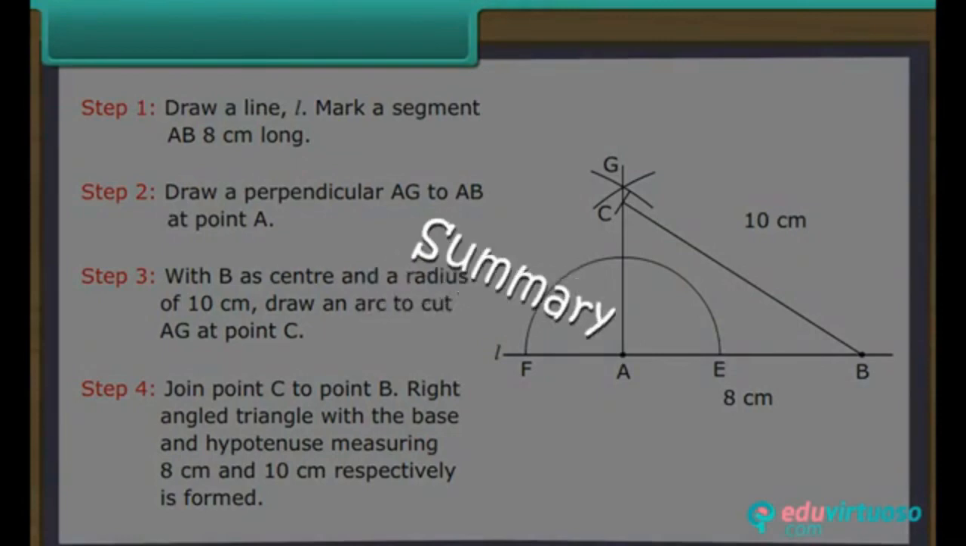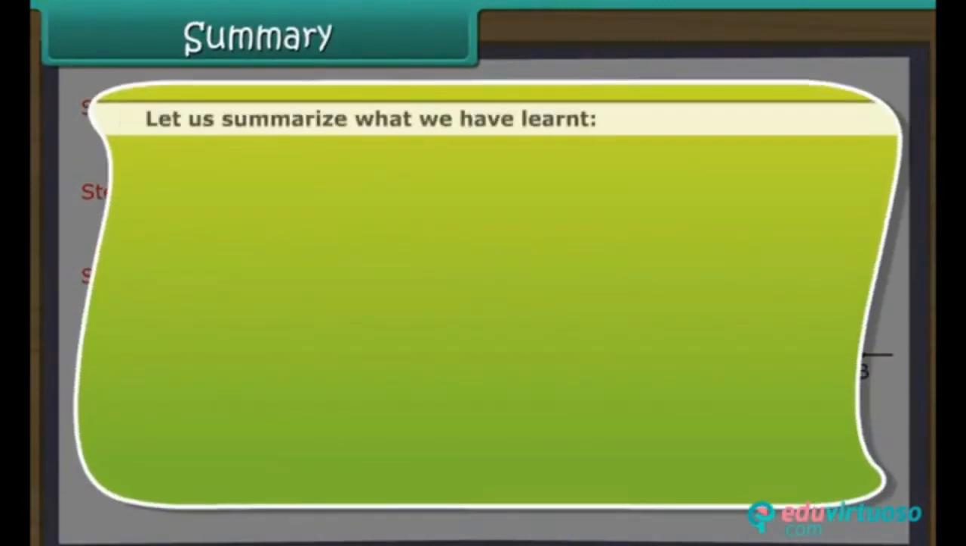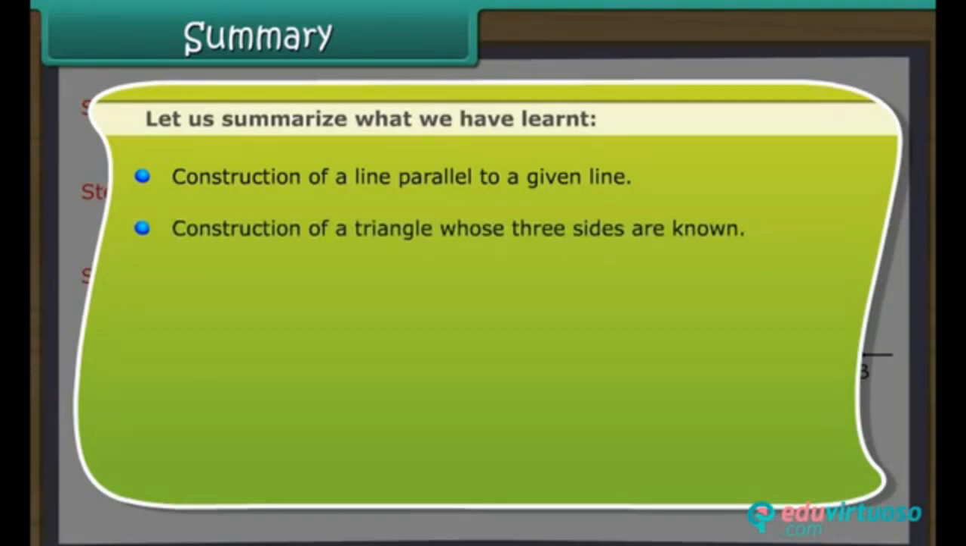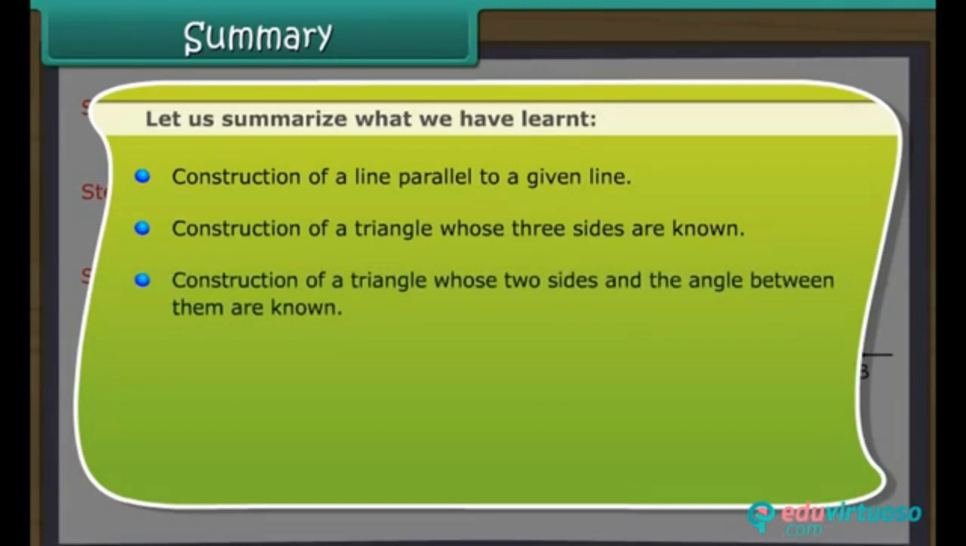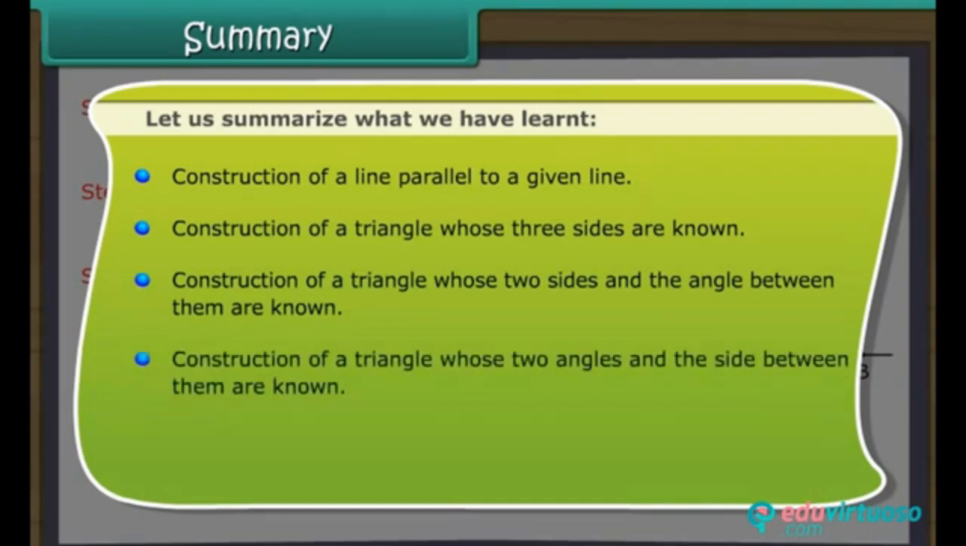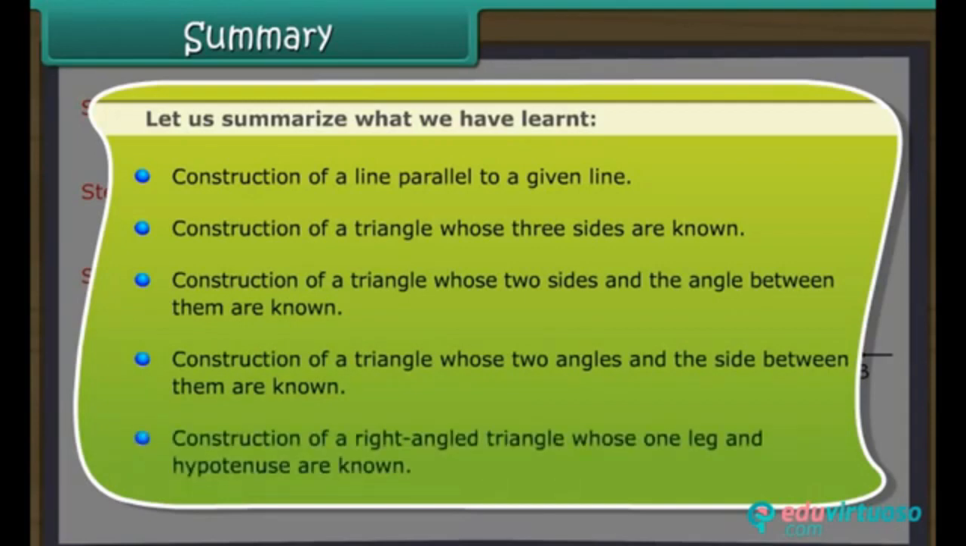Summary. Let us summarize what we have learned. Construction of a line parallel to a given line. Construction of a triangle whose 3 sides are known. Construction of a triangle whose 2 sides and the angle between them are known. Construction of a triangle whose 2 angles and the side between them are known. Construction of a right-angled triangle whose 1 leg and hypotenuse are known.